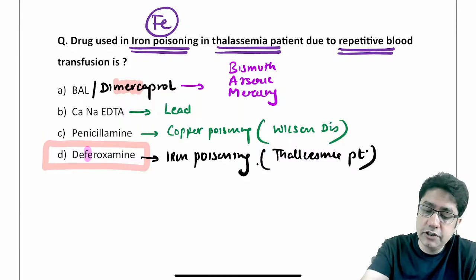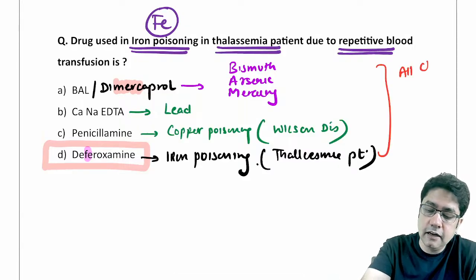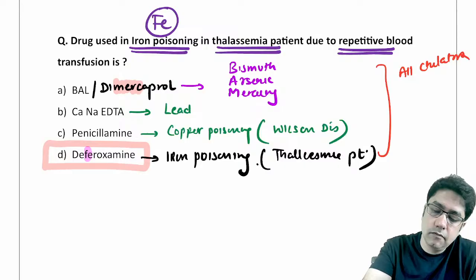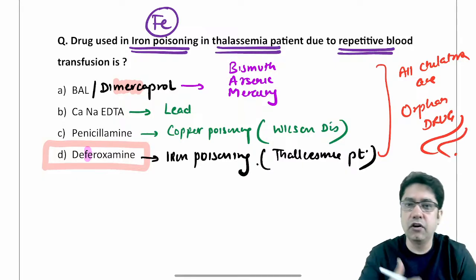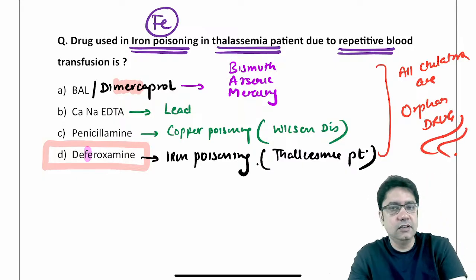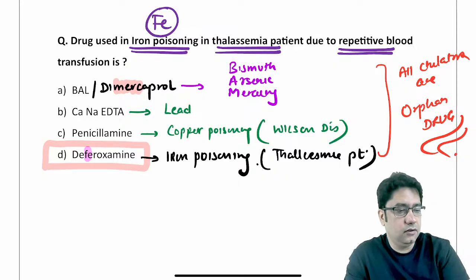And a follow-up question, remember, all chelators are orphan drugs. This was another question. That means drugs for rare diseases are orphan drugs. So remember this part always.